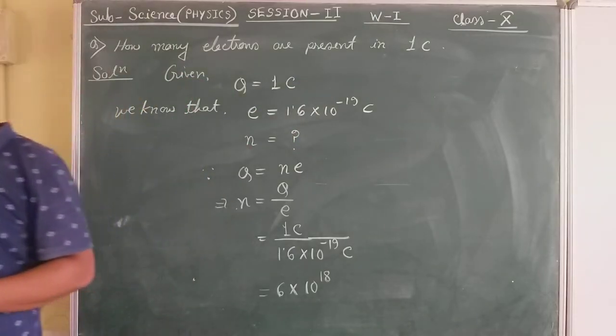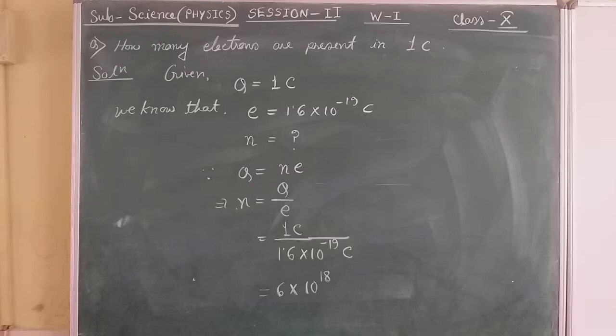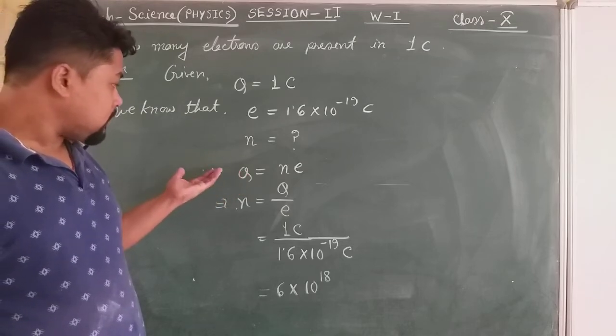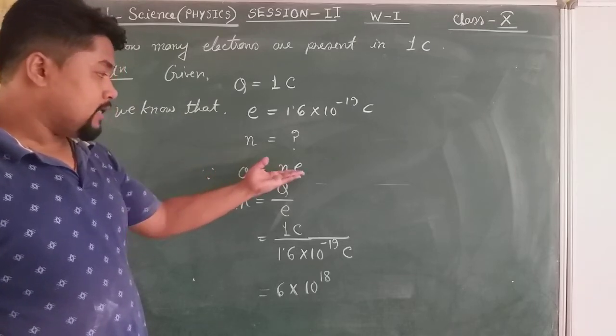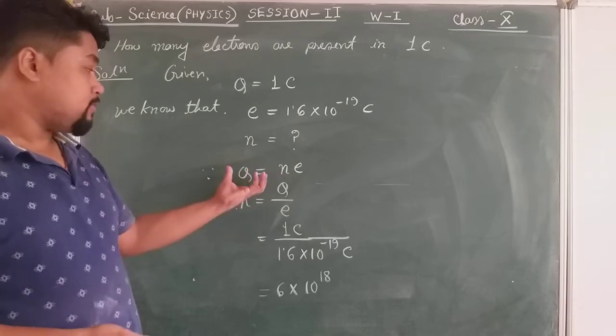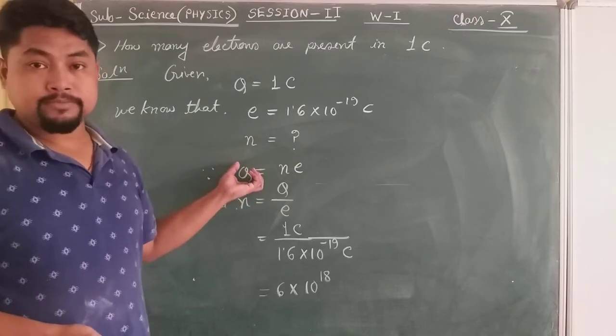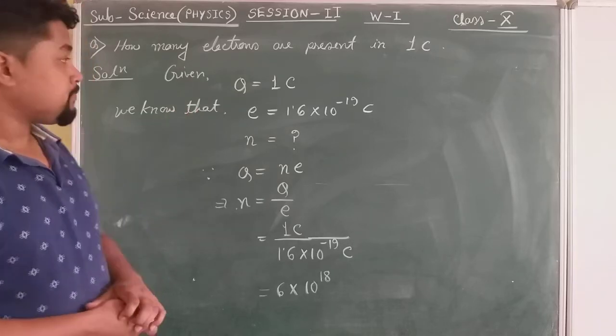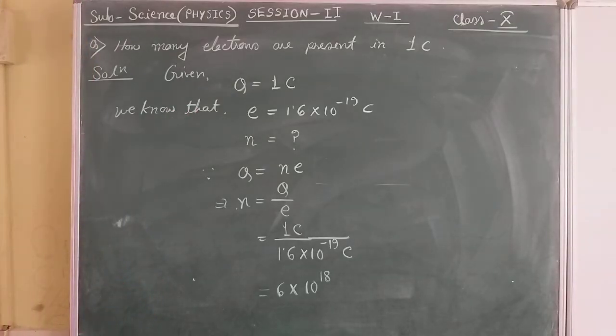Okay, and this can be calculated by Q is equal to ne. This formula is called the quantization property of electric charge. So 6 into 10 to the power 18 electrons are there in a 1 coulomb charge body. Right?